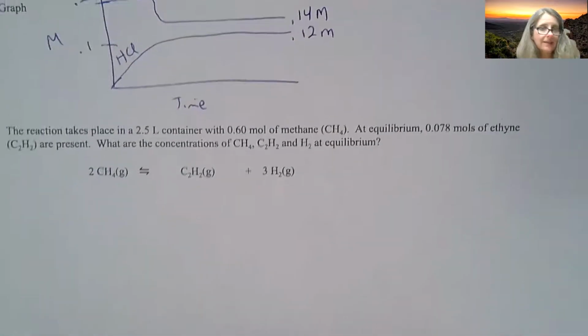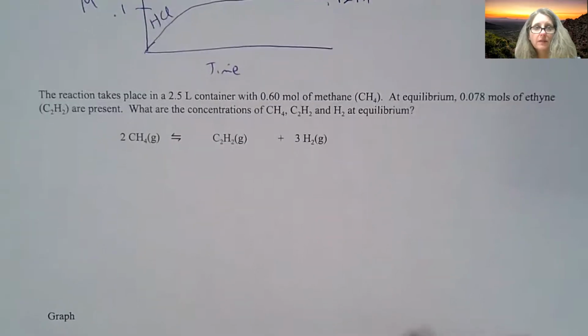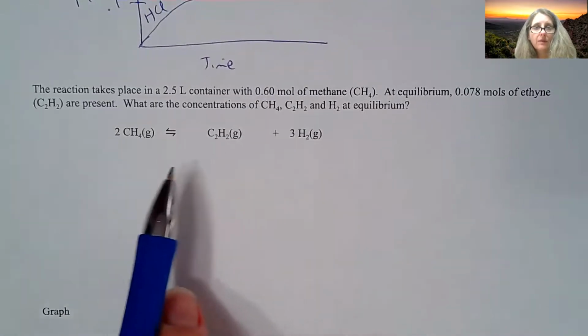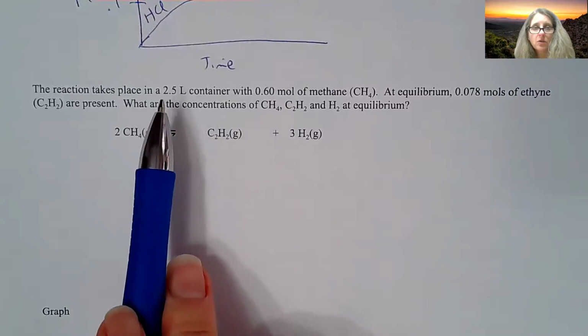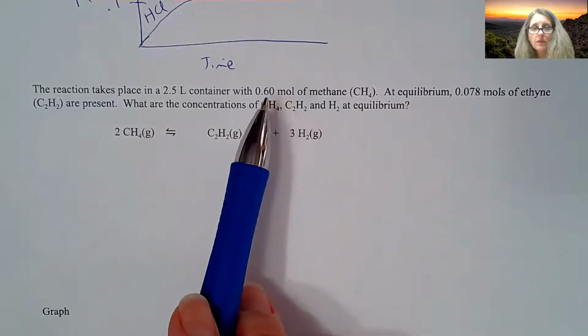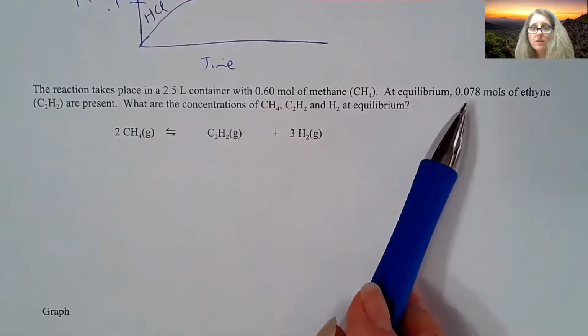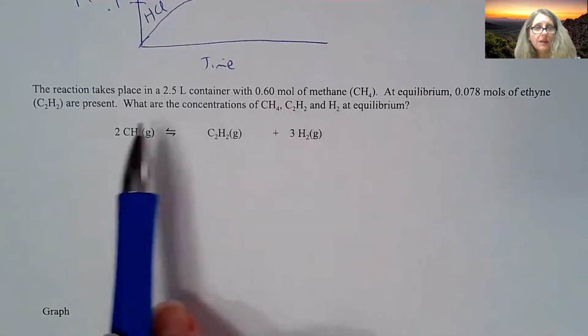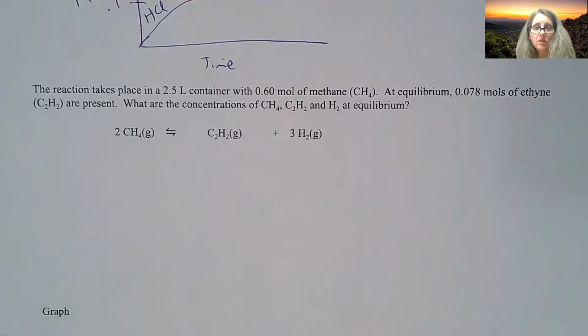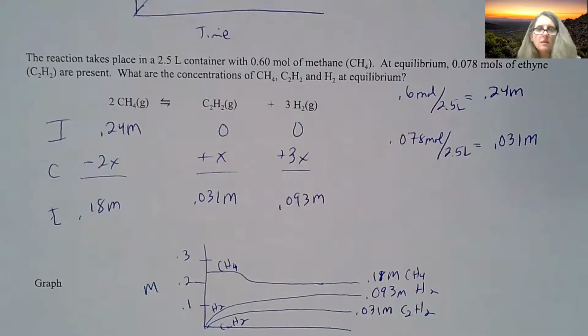In this last example that I want to finish up with in this video, I have this reaction taking place in a 2.5 liter container with 0.6 moles of methane to start with. At equilibrium, 0.078 moles of ethyne are present. What are the concentrations at equilibrium? I'm going to pause the video and then you're going to see the answers here. For this one, I want to do the table with molarity.